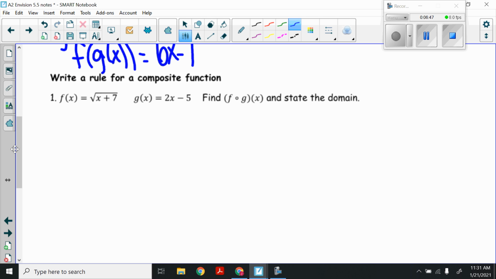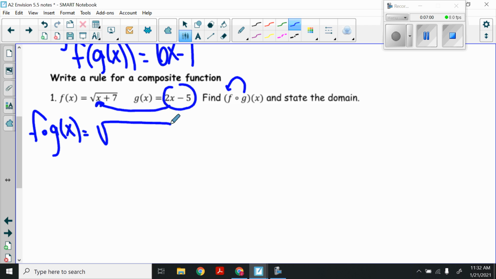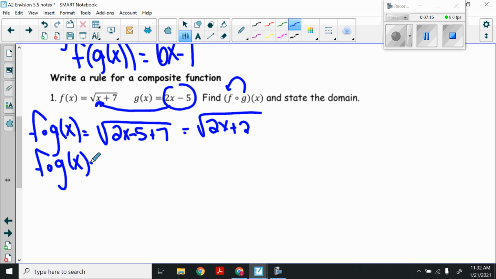So again, I start with the inside, g, and I go to the outside. So I'm going to take all of this and plug in right there. So f of g of x equals the square root. Instead of x, I'm going to plug in 2x minus 5. And I have to finish writing out what they had, plus 7. So that's going to equal the square root of 2x plus 2. So I can say the f of g of x is equal to the square root of 2x plus 2.